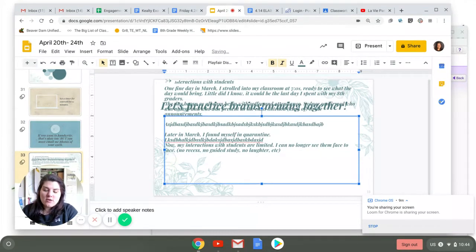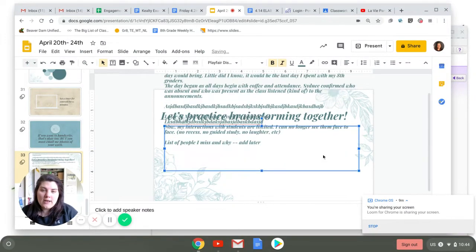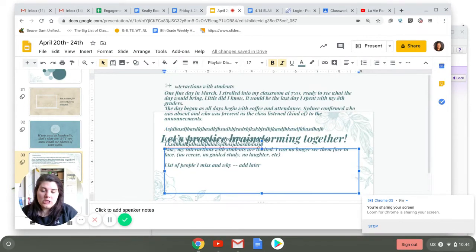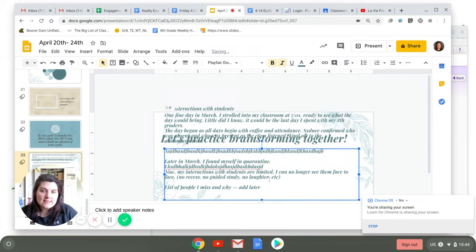Let's say I also want to make a list of people I miss and why. Maybe that's something to add later. I can include that in my free write too. Okay? So I kind of have what's happening? I kind of have all these things that I just put on this slide, but they're all just me thinking and free writing and whatever.